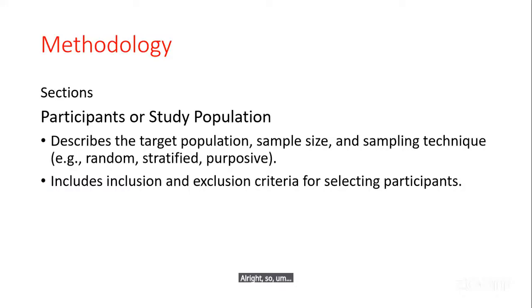All right, so part of methodology is participants and study population. Under this section, you have to describe the target population, sample size, and sampling technique. So are you working among the teachers in a particular town? You have to tell us. Are you working among the students in a particular institution? You have to tell us.